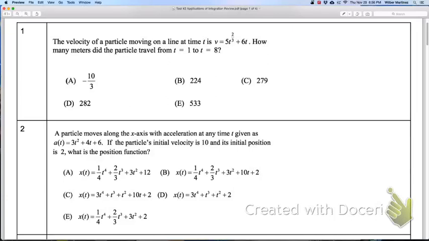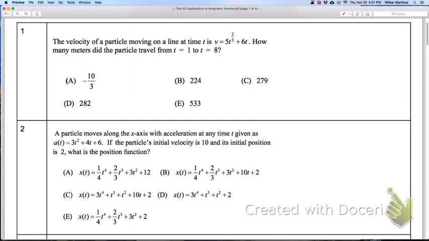All right, here are the video solutions for Test 2's study guide. Let's start with number 1. It says the velocity of the particle moving on a line at time t is given by v equals 5t to the 2/3 plus 6t. How many meters did the particle travel from t equals 1 to t equals 8?